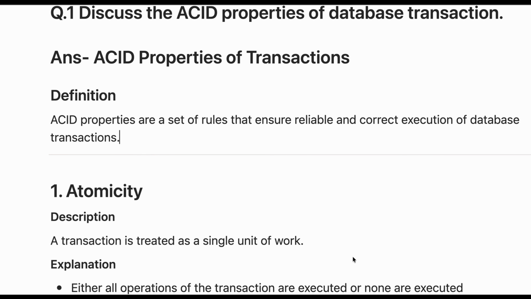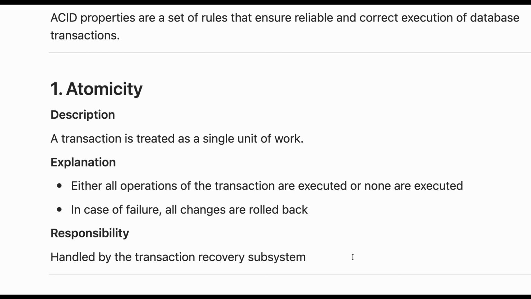So our first property is atomicity. Atomicity means a transaction is treated as a single unit. Either all operations are executed completely or none are executed at all. If any part of the transaction fails, the entire transaction is rolled back. This is handled by the recovery system.